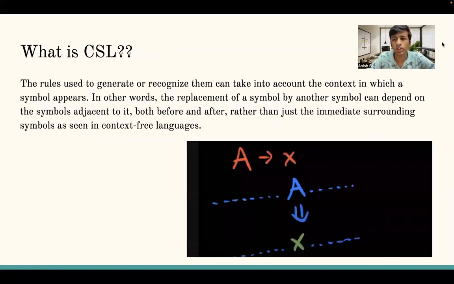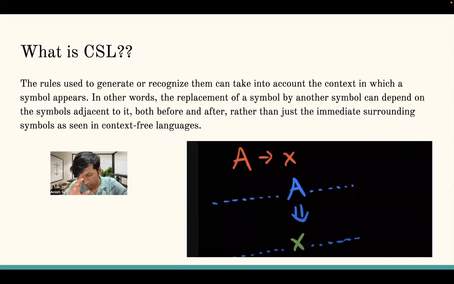So what is a context-sensitive language? Let me explain it in simple terms. First, assume there's a transition taking place from A to X. Whenever there is a derivation, let there be a few symbols before A. Whenever this grammar encounters an A, it replaces A with an X, and then the other derivations take place and go on. This is an example of how context-free grammar works.